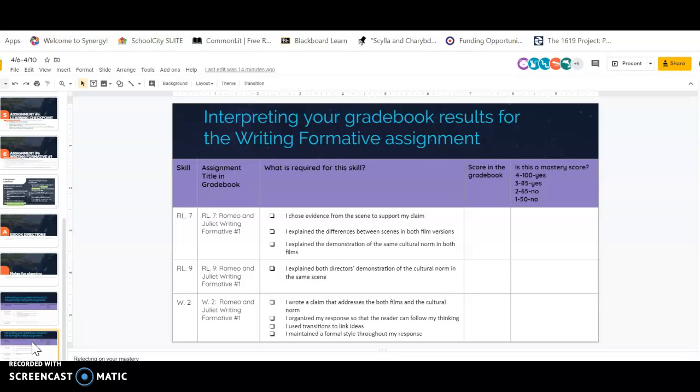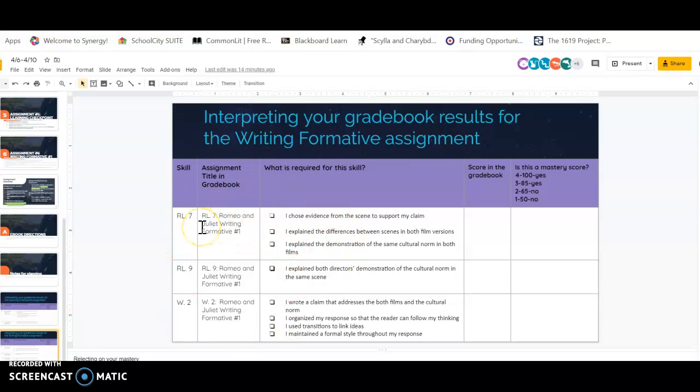Something I do want to clarify is that these two assignments, because they're the new skills for this quarter, will count for extra credit in your gradebook. So by doing them, you are boosting your third quarter grade. If you have questions about that, just let me know.